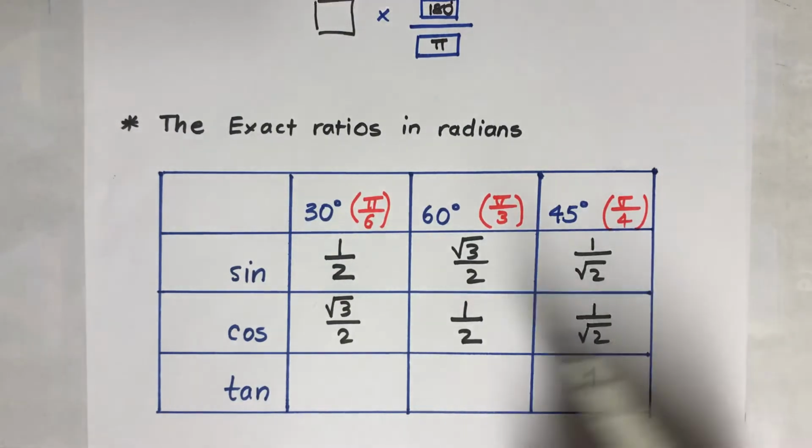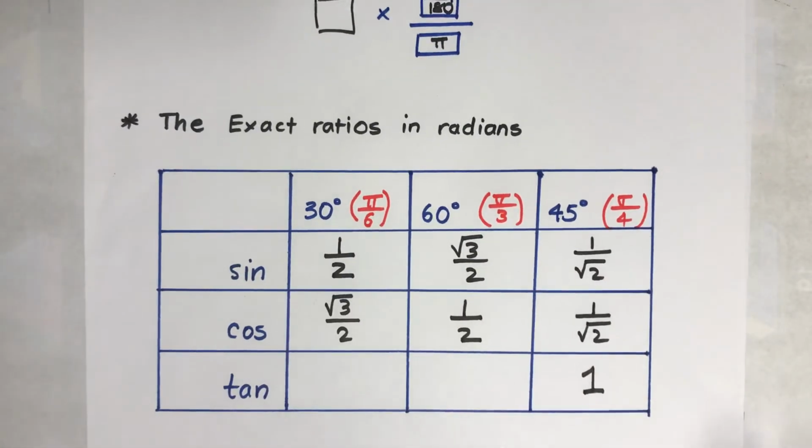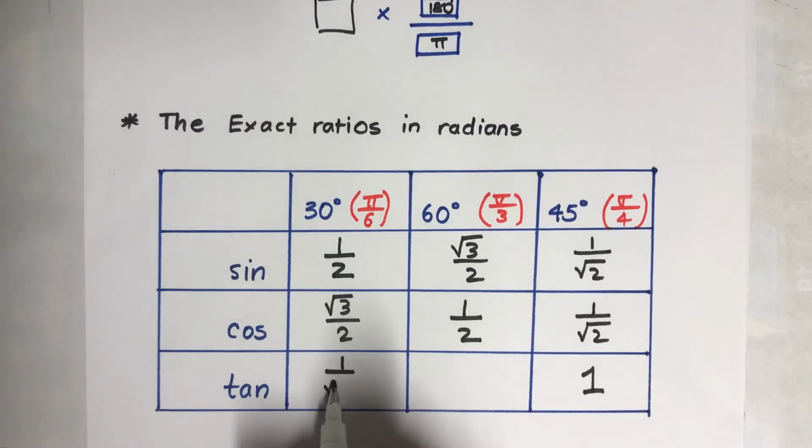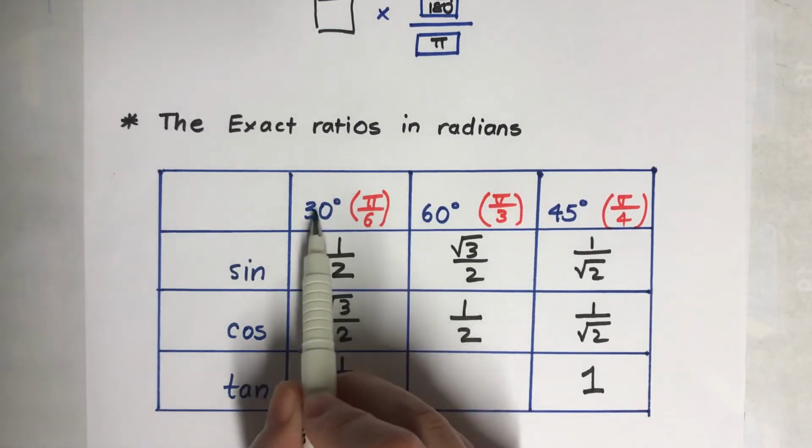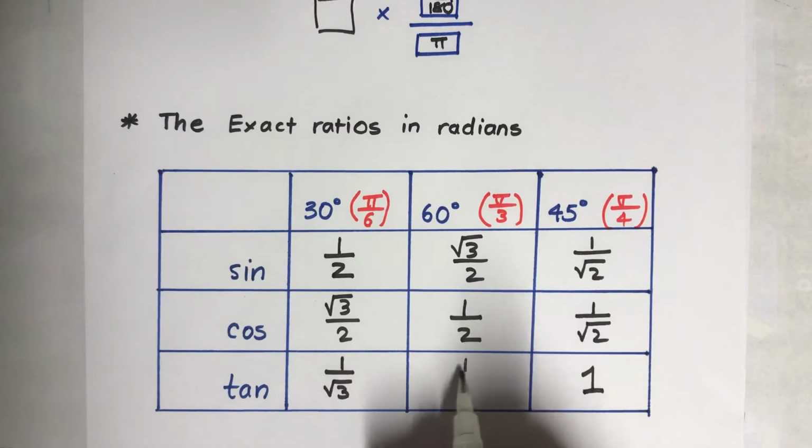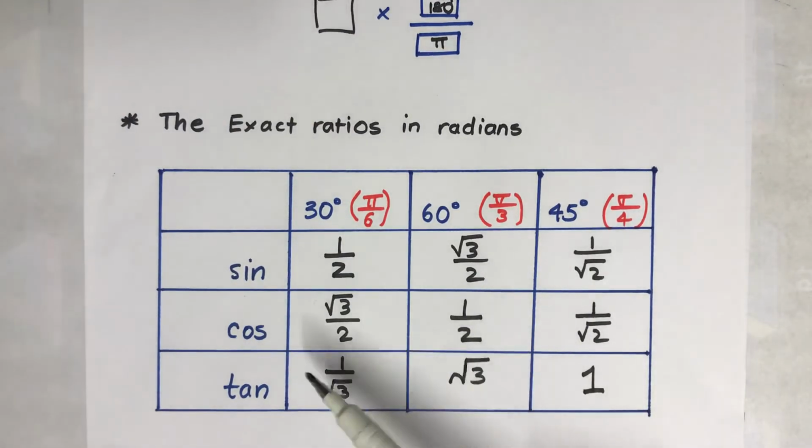Okay, now 30 is smaller than 60, so it'll be 1 over root 3. So remember 30, so it's a 3. And this one is root 3, just root 3. So 60 is bigger than 30, so root 3 is bigger than 1 over root 3. So this is how I remember things.